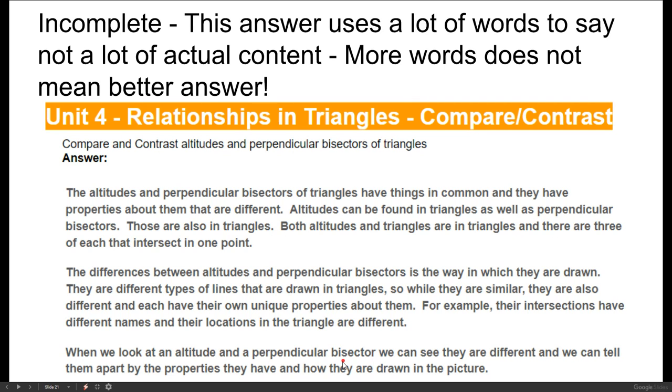And then the last little part here we put, "When we look at an altitude and a perpendicular bisector, we can see they are different and we can tell them apart by the properties they have and how they are drawn in a picture." So this is another example of somebody who wrote a lot of words but didn't say anything, right? So again, we are reading these for content, okay? The goal isn't to write as much as you can write. The goal is to write good content, okay? And if that takes 1 sentence or 2 sentences, then that's all it takes. If it takes a couple paragraphs, then it takes a couple paragraphs, right? But the more words you write does not necessarily mean the better answer, okay?